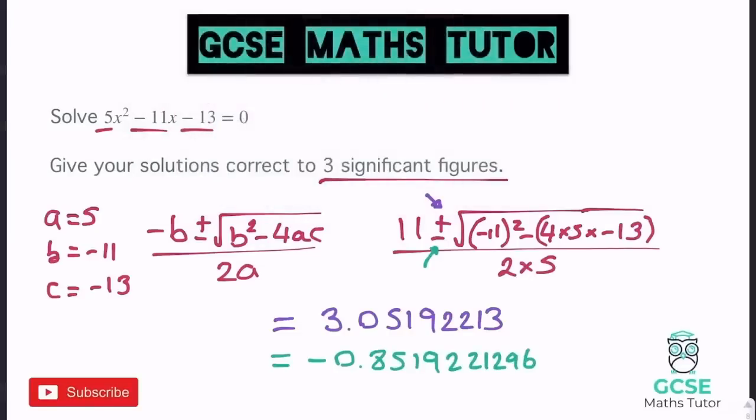Then we've just got to round it, so it says 3 significant figures. So in the first one there, 3, 0 and 5 are my first 3 significant figures. So that would be 3.05 for my first solution. And the second one's a little bit iffy here because we've got a 0 at the start, so it's 1, 2, 3 after the 1. So that would be 0.852 because it's a 9 after it. There you go, and there's my 2 solutions written to 3 significant figures.